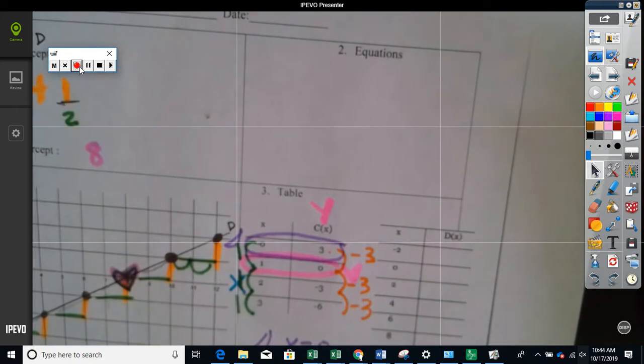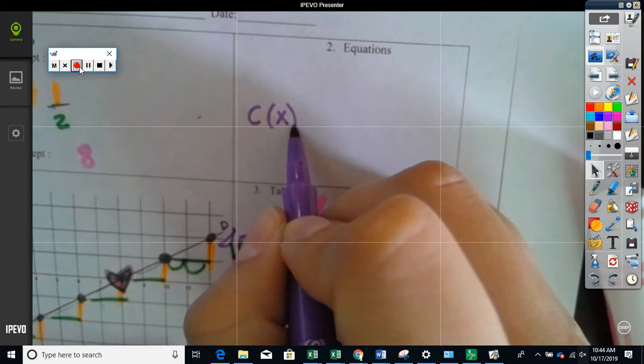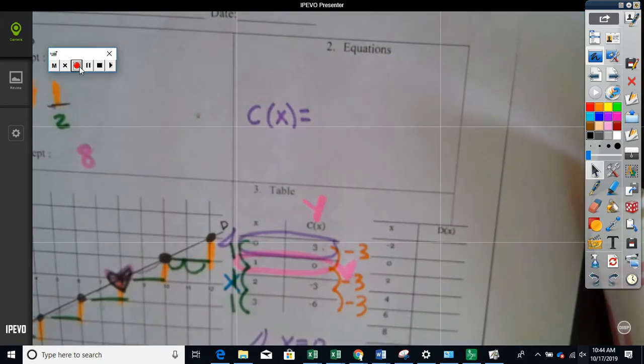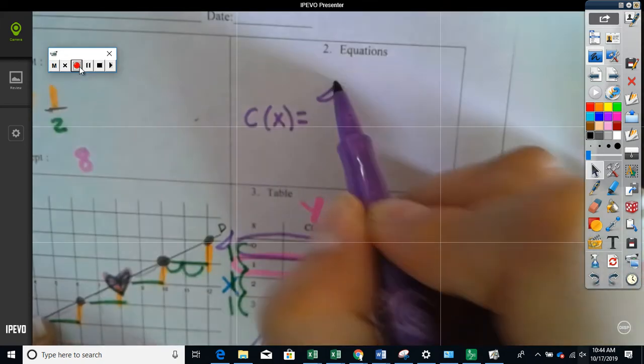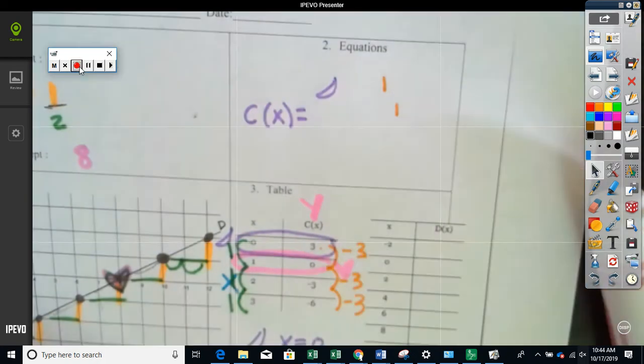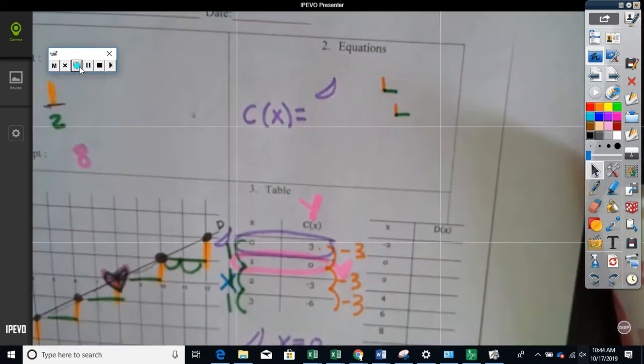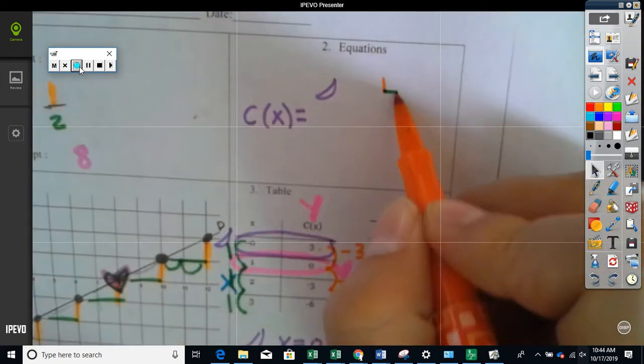So here's how we write the equations. We put y equals, or C of x equals, first your banana goes, and then it's your slope. Your change of y, bless you, over your change of x. And I kind of didn't make that stairs perfectly, but.